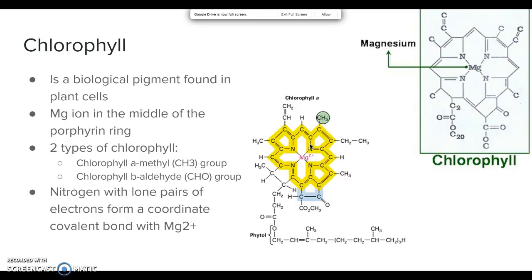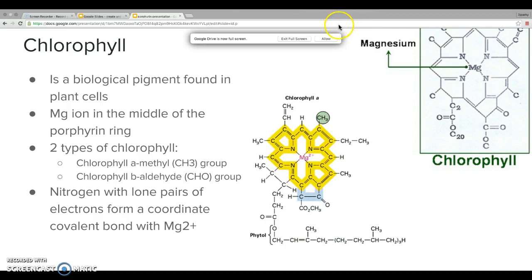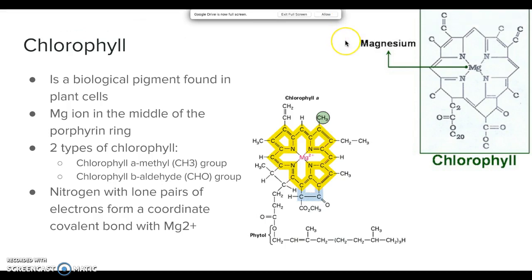One very important example of porphyrin is chlorophyll. It is very important in plants because it participates in photosynthesis. In chlorophyll, the central metal ion is the Mg2+ ion. It forms coordinate covalent bonds with the nitrogens.